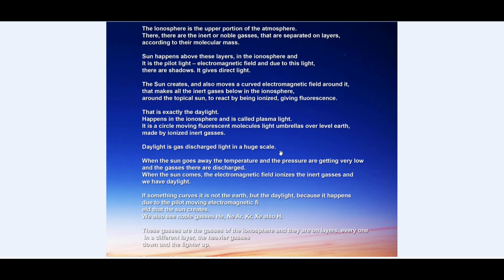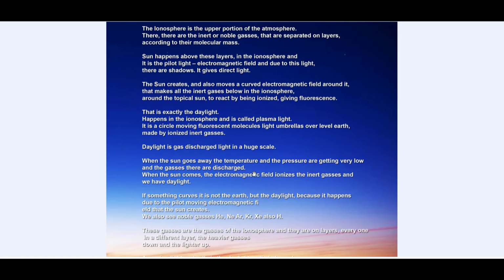That's why the world, like Nikola Tesla said, is an enclosed system, because gases need to be enclosed. We are in an enclosed system. That's why we have the gases, and because of the electromagnetic interaction with the gases, we have daylight. Daylight is the gases ionized, discharged in the sky.